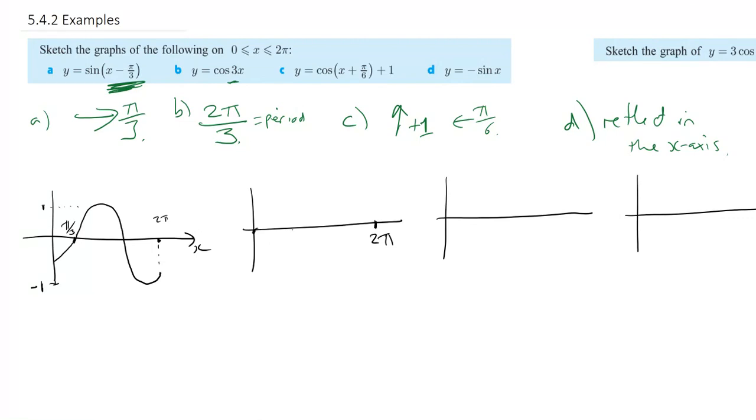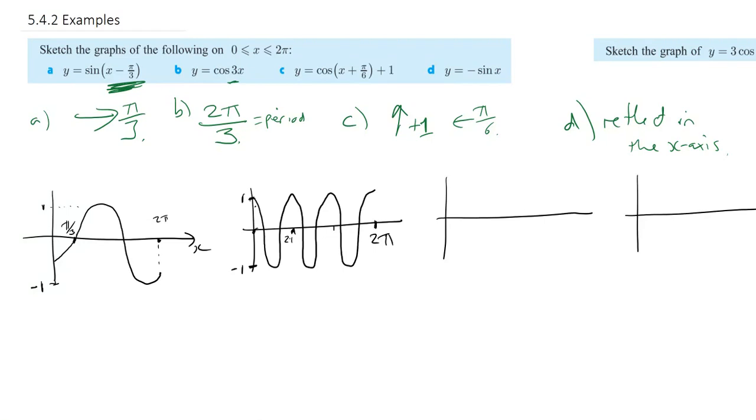So if we think about that, we're going to have the same function as usual, starting at 1 and going down as low as minus 1, but it'll happen 3 times in the original period of 2 pi. So 1, 2, 3. Okay, so there we go. That will be the correct diagram.